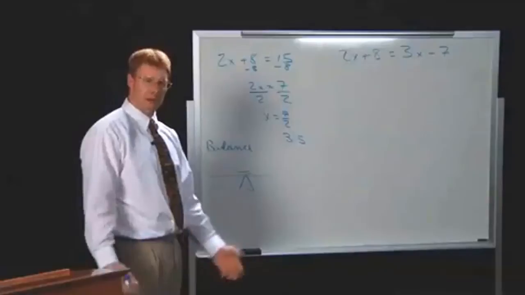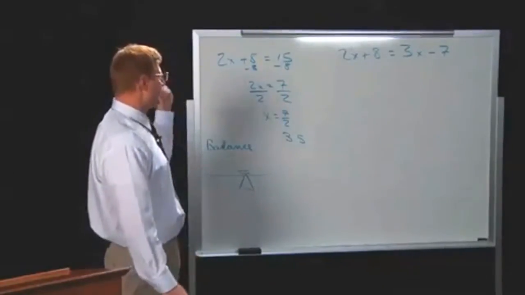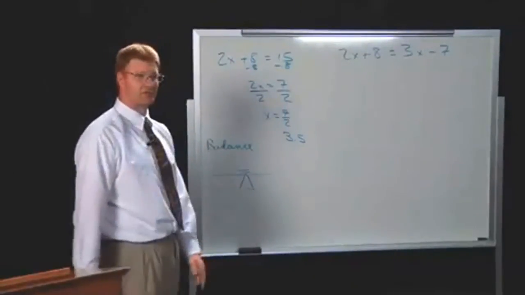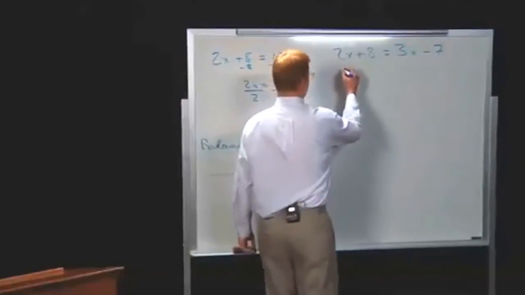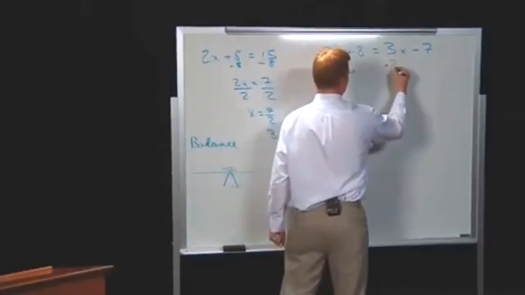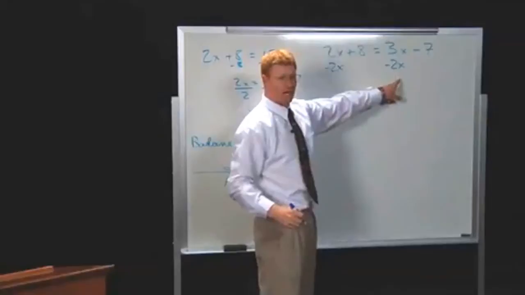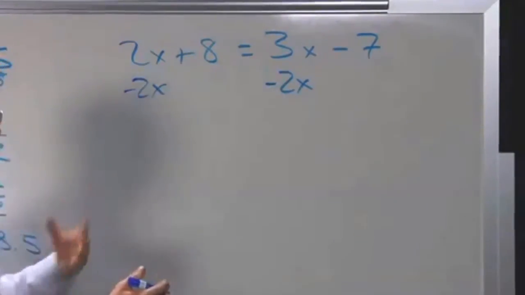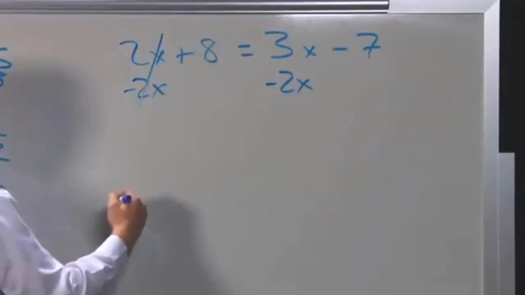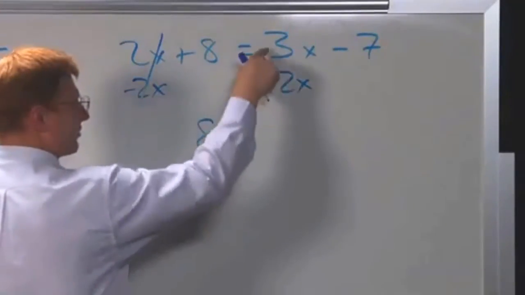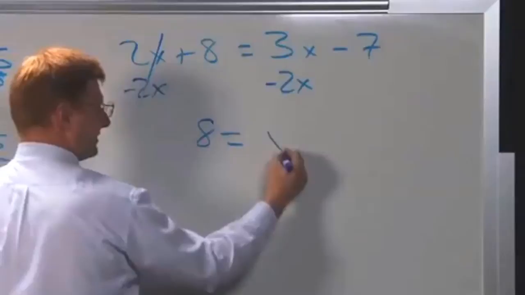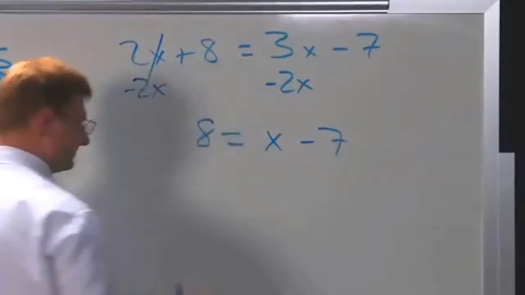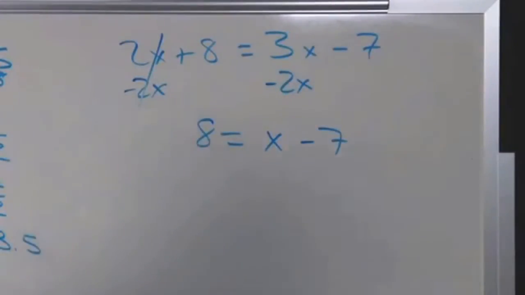Well, you are all powerful. You can say, I don't like the 2x, so you get rid of it. As long as you do it to the other side, you're safe. So you have a minus the 2x here, minus the 2x on the other side. This is now gone. 3x minus 2x, that's x minus 7. Now the x's are together. They're in one place. They're combined.